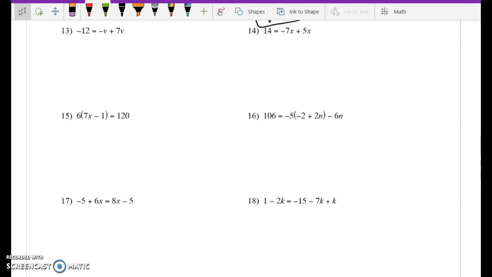Problems 13 and 14 are very similar, so I'm going to do 13. In 13, we see that we have two variables and one constant. So our goal is to combine. Since they're on the same side of this line, I can just combine them as they are. That's negative 1 plus 7 makes 6v. And that's still negative 12. So now I divide to give me v equals negative 2.